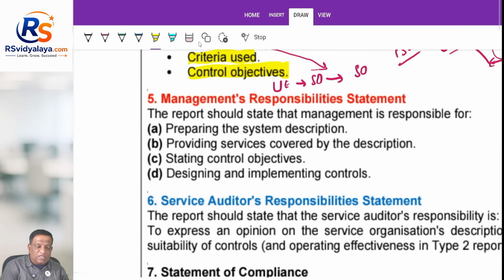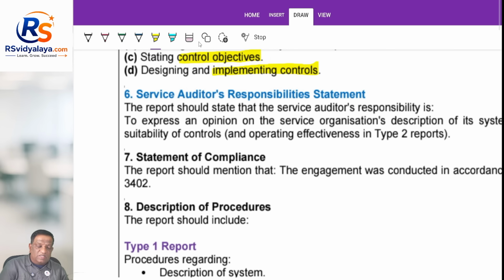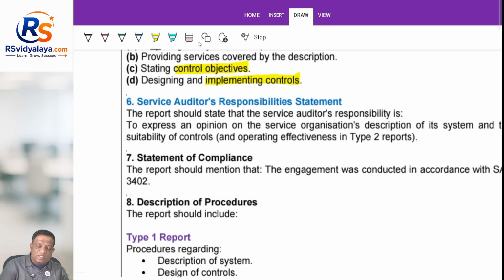Then management responsibility. What is management responsible for? Everything: preparing the system, preparing the controls, stating the control objectives, and designing and implementing the controls. For all this, management is responsible. Now, what is the service auditor responsible for? The service auditor is responsible for issuing a Type 1 or Type 2 report.